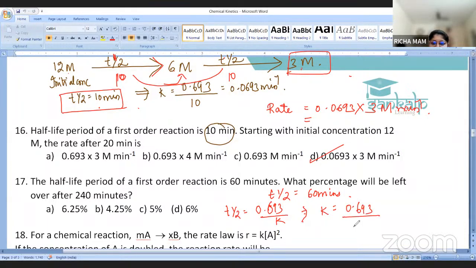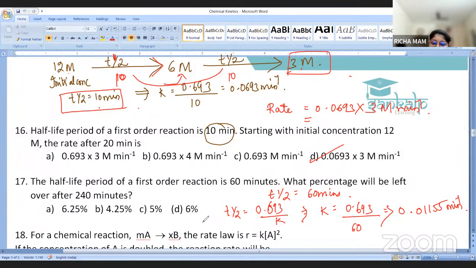K is 0.693 by T half, which is 60. The K will be 0.693 divided by 60, which is 0.01155 per minute.